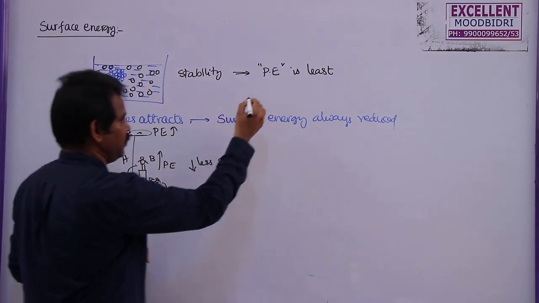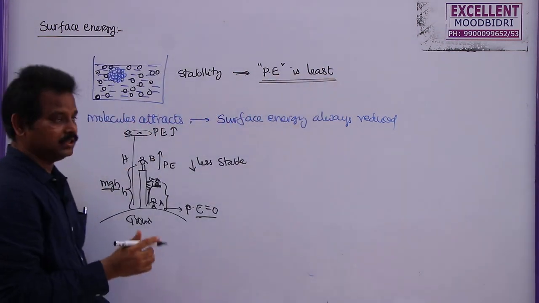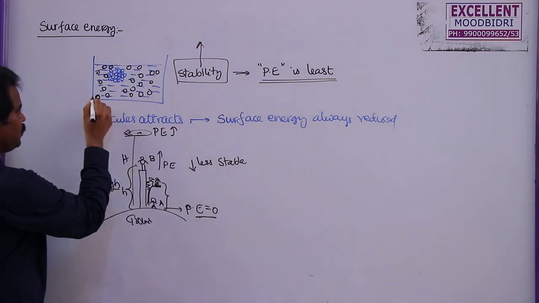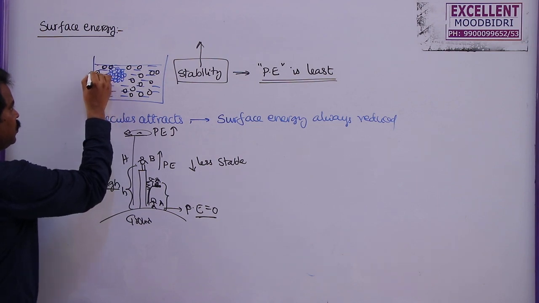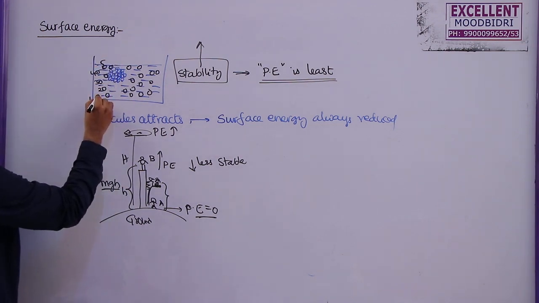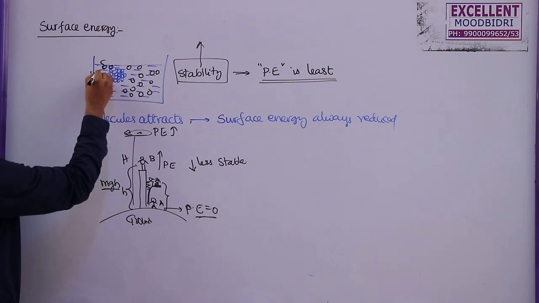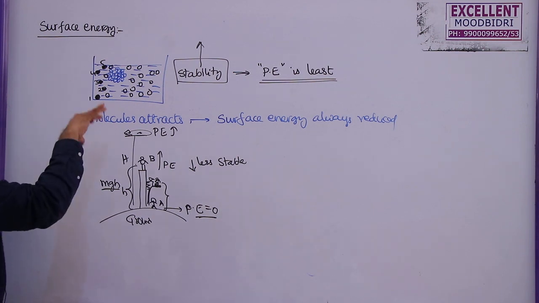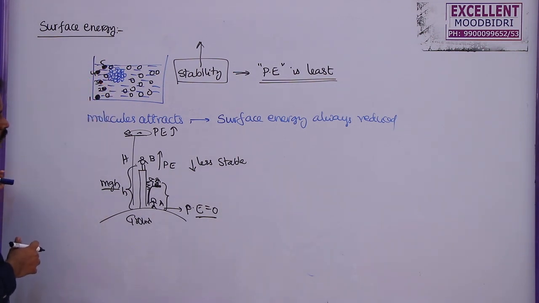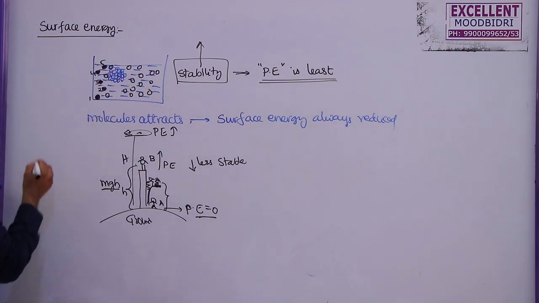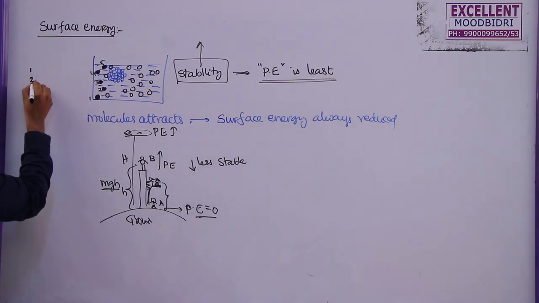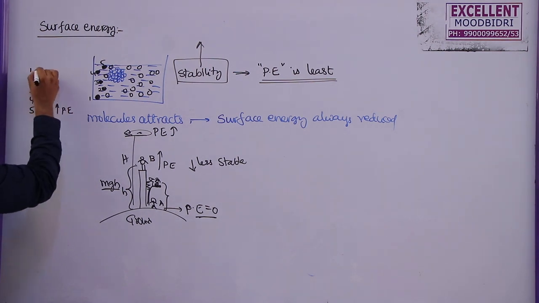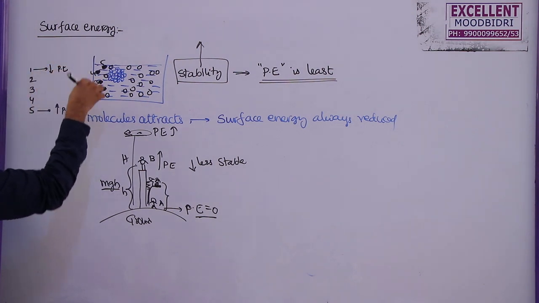So a very simple point is, whenever the potential energy is least, the stability will be more. Here, if you take this, 1, 2, 3, 4, 5. Out of these 1, 2, 3, 4 and 5, the fifth molecule has more potential energy. So 5 has the most potential energy, and 1 has the least potential energy in this set.